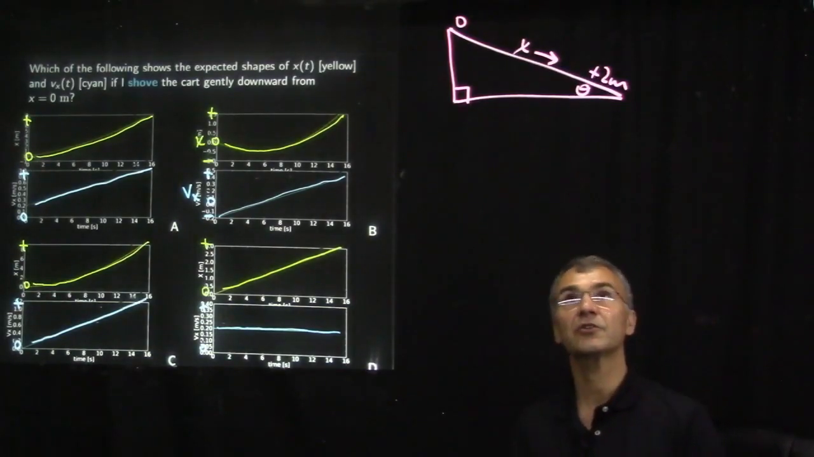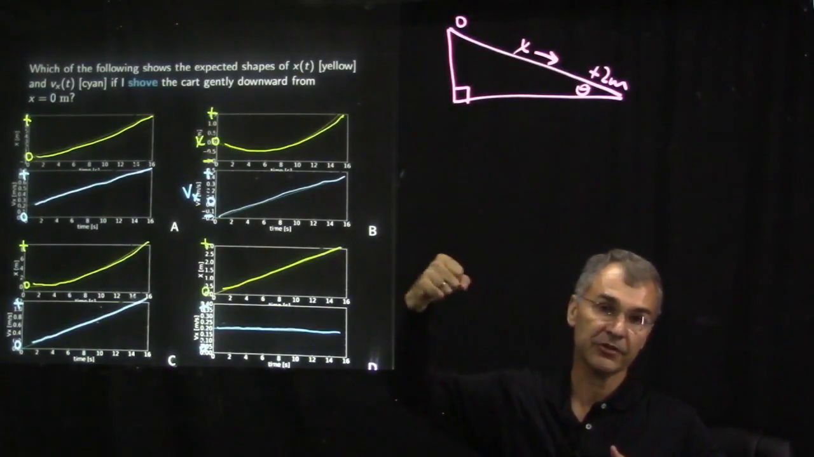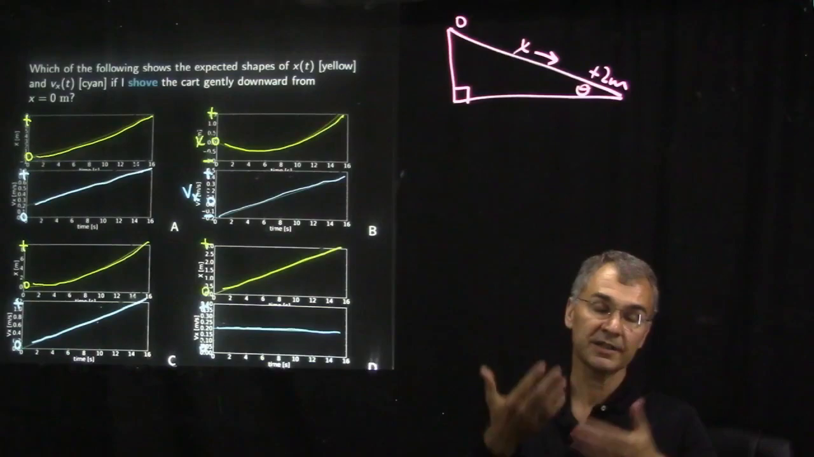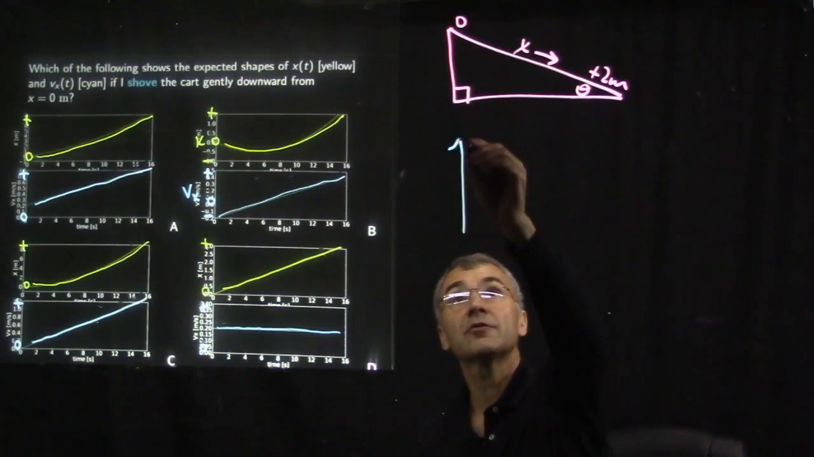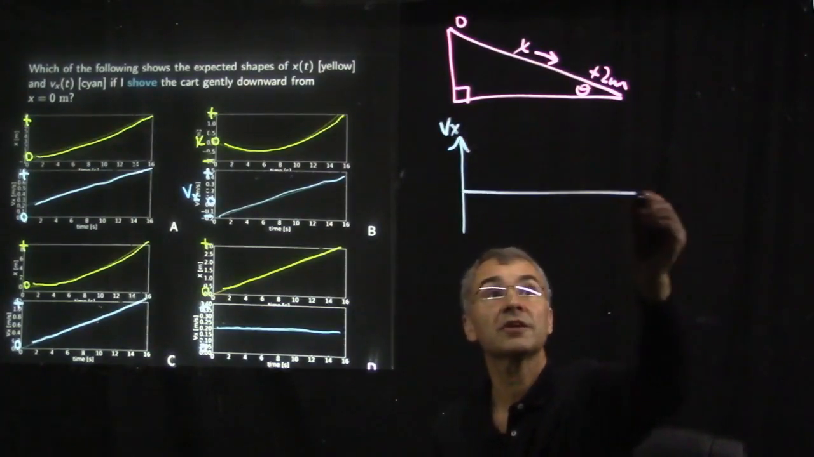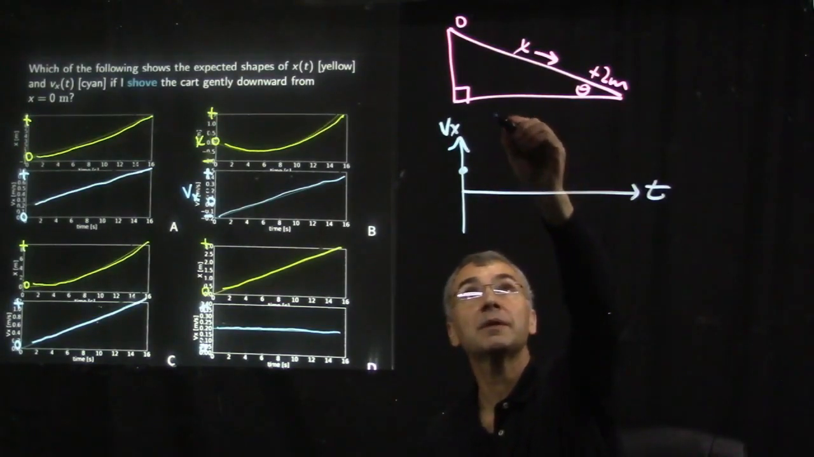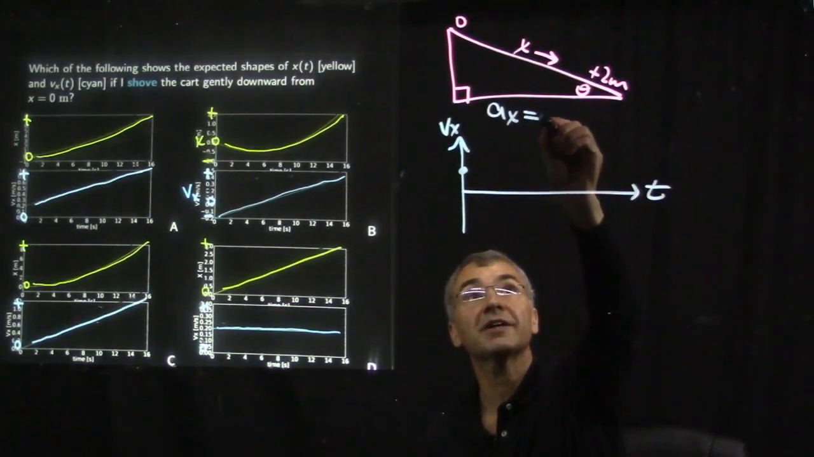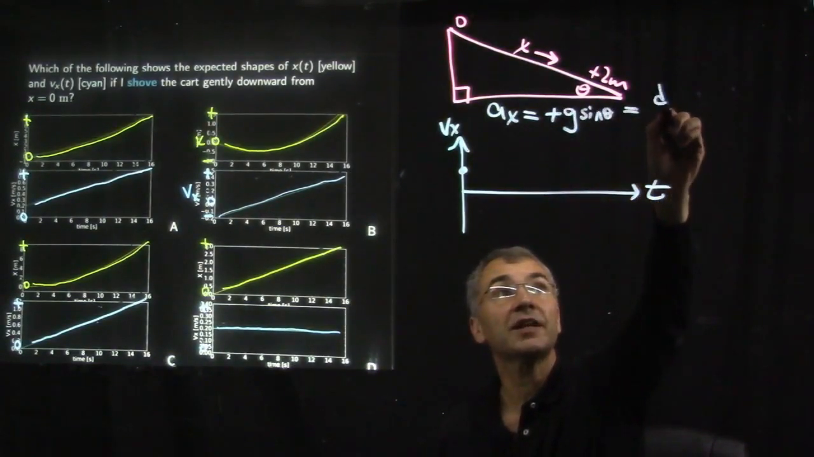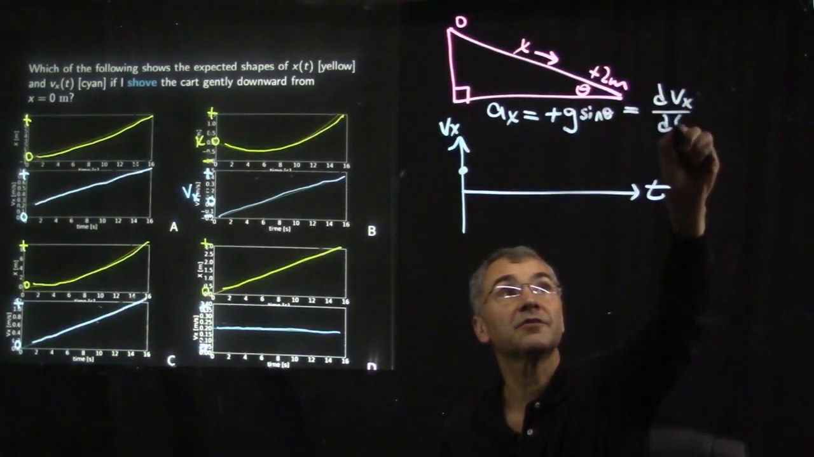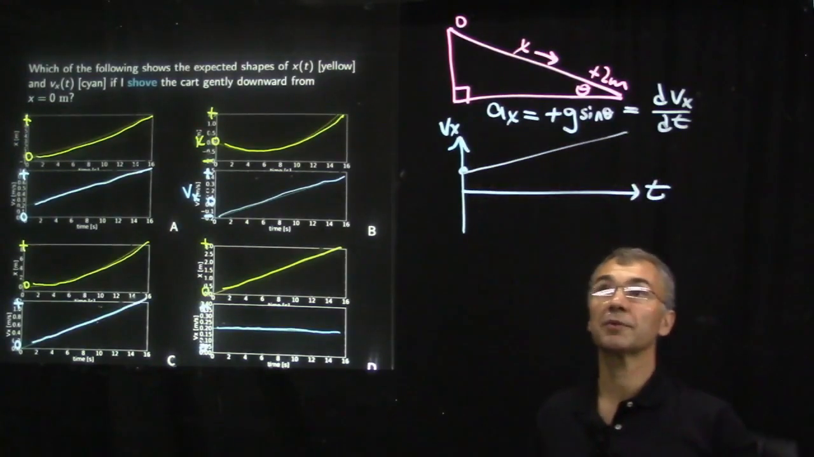So again, the initial condition is that I give it a shove downhill, so it's a downhill velocity. Downhill is positive, so it's a positive velocity. So I think if we're going to draw v sub x versus time, then it starts out positive. And remember, for the inclined plane, a sub x is plus g sine theta, and that is the rate of change of v sub x. So I think this is going to start out positive and get more and more positive.